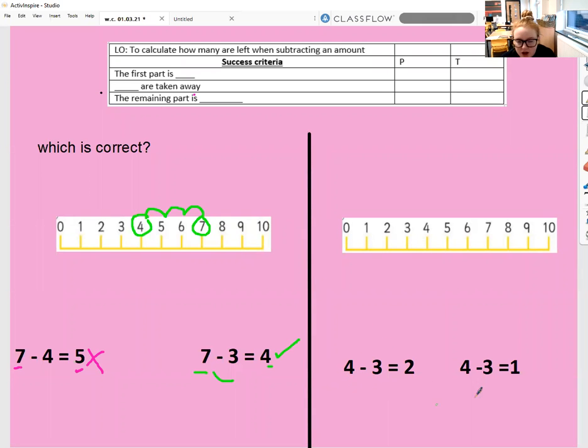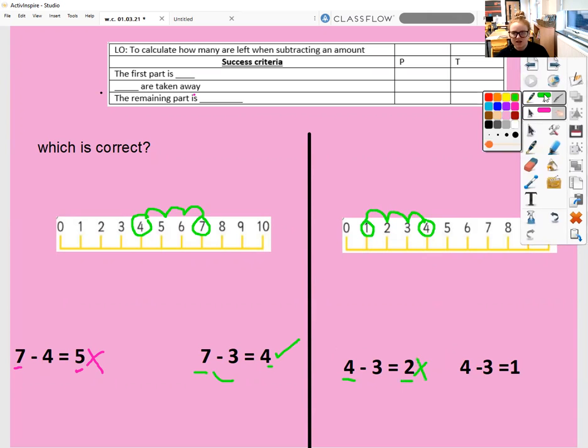So let's look at our first number sentence. Our first number sentence says our first part is 4. So we're going to start on 4. And then it wants us to take away 3. So to represent taking away 3, we jump back 3 spaces. So 1, 2, 3. And our remaining part is 1. Oh, but that does not match what this number sentence says. So this is incorrect.